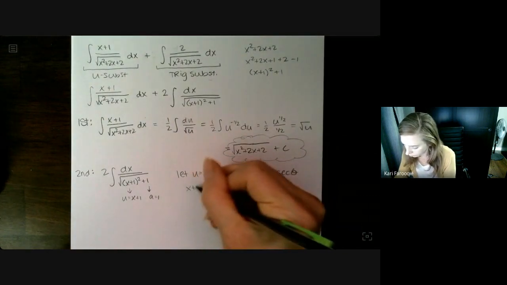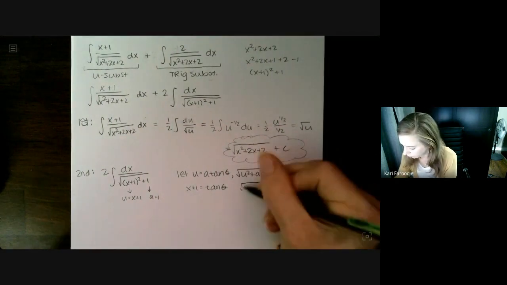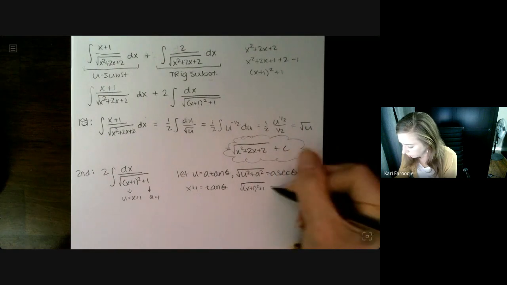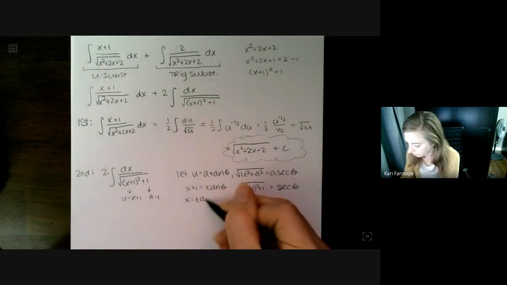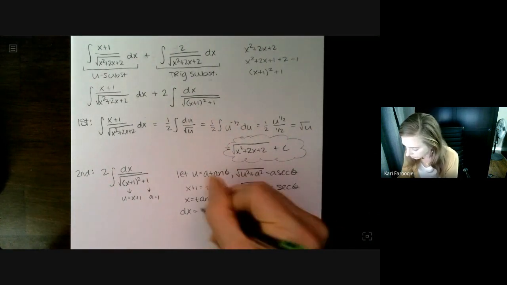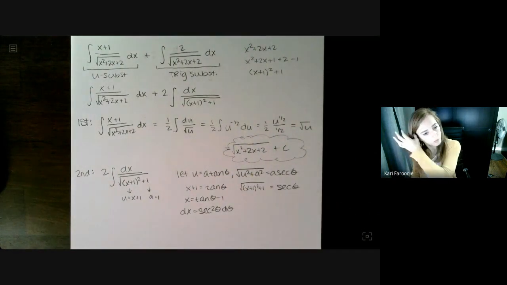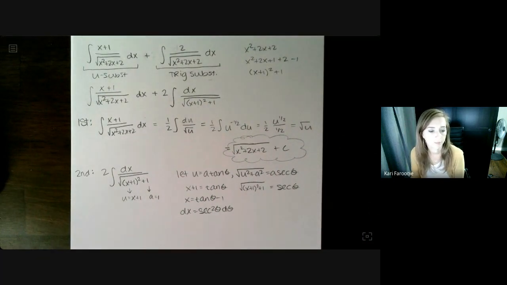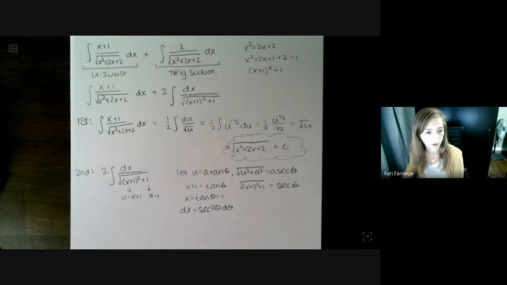So we have x plus 1 equals tangent theta, and the square root of (x plus 1) quantity squared plus 1 is secant theta. Don't forget that you're also going to need a dx. So x is tan theta minus 1. The derivative of tangent theta is secant squared theta. The derivative of 1 is 0. Okay, that's your setup for your trig substitution. Questions there?